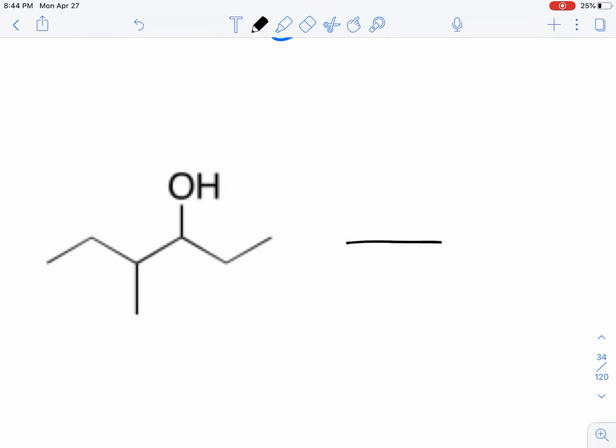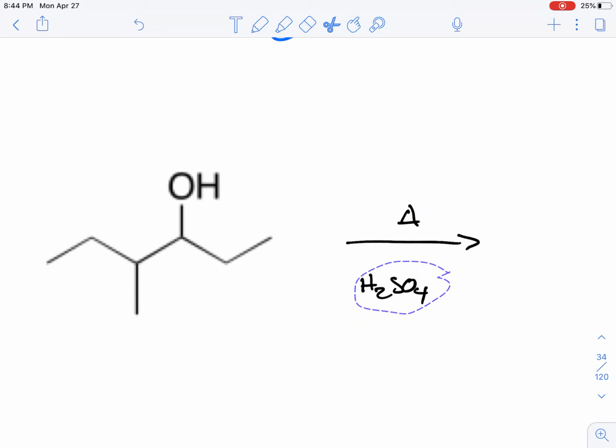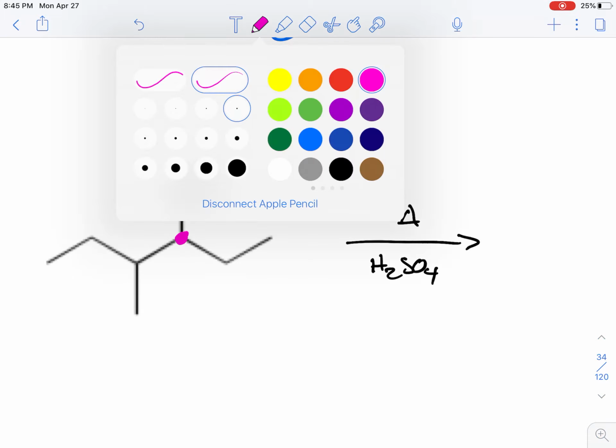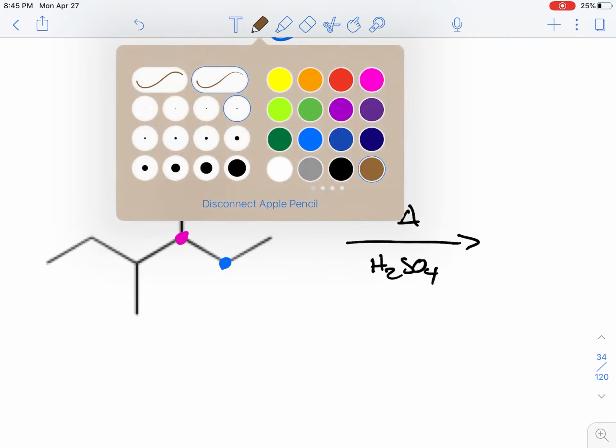All right, let's go ahead and look at this second one. So here, if we treat this with H2SO4 and heat, and you guys can actually write this this way, so it doesn't have to be H2SO4 on top. I'm just going to write it in this form. So heat and sulfuric acid still does the same thing. I'm going to identify the carbon that contains my hydroxyl group and the two carbons that are adjacent to it. This one I will do in blue, and this one I will do in brown.